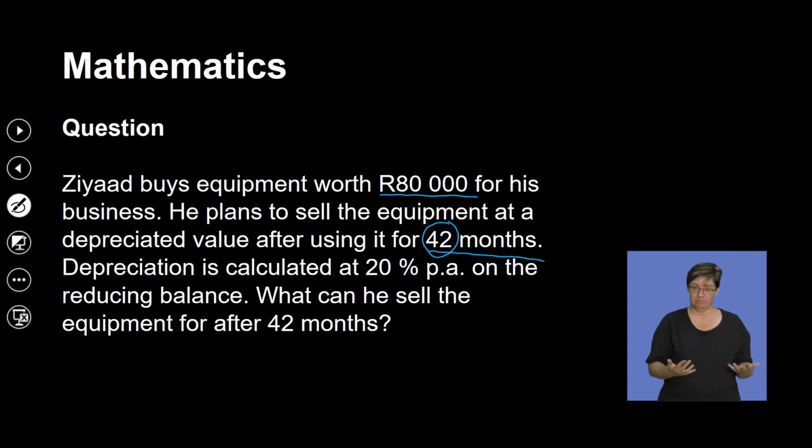All right, so depreciation is calculated at 20% per annum on the reducing balance. Now what we want to know is, what can he sell the equipment for? Because after all, remember, to sell the equipment does not necessarily mean that he's selling it because the business is not there anymore. It might be to renovate, and now I have more clients, so I need maybe faster equipment or better equipment.